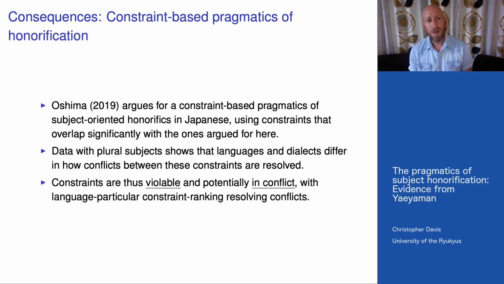The final consequence is that I hope to have convinced you that a constraint-based approach to the pragmatics of honorification is fruitful. Now, David Oshima, in a recent Lingua paper, also argues for a constraint-based pragmatics of subject-oriented honorifics in Japanese, and he uses a number of constraints that overlap significantly with the ones I've argued for here. What I've shown, though, is that when we start looking at data with plural subjects, and we look at multiple dialects or multiple languages, we find that languages and dialects end up differing in how conflicts between these constraints are resolved. And that shows us that the kinds of constraints involved in the pragmatics of honorification are violable and potentially in conflict, with language-particular constraint rankings resolving those conflicts.